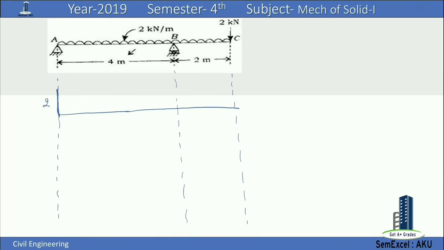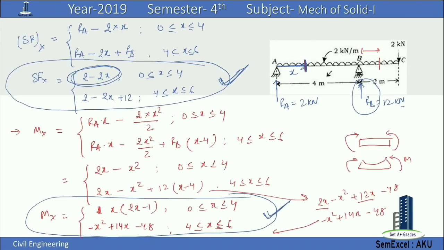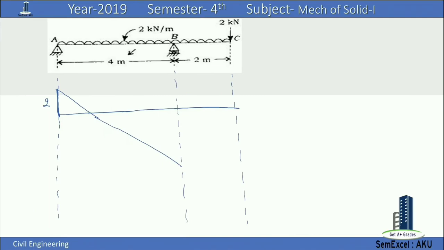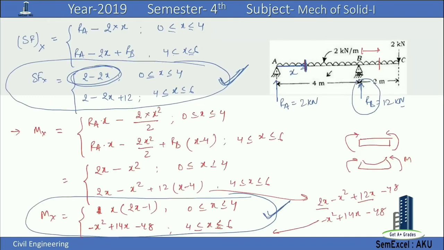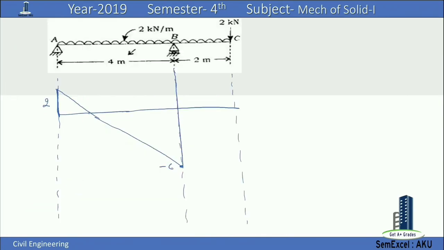And this value is 2 minus 2x. It will go like this. If you put x equal to 4, then this value is 6 minus 6. This value is minus 6 here. And then again from B to C we have the value 2 minus 2x plus 12. This is positive, negative, positive. This is the shear force diagram.